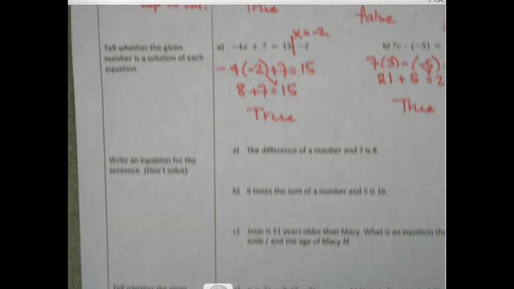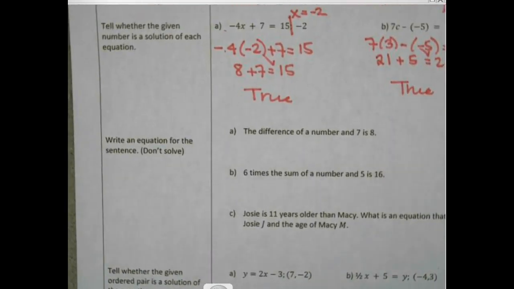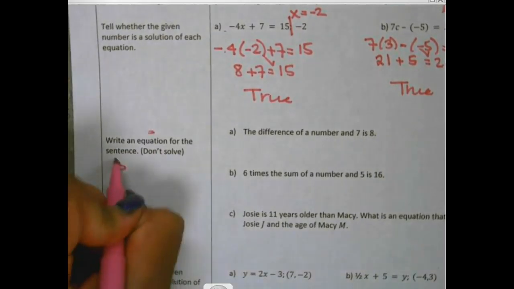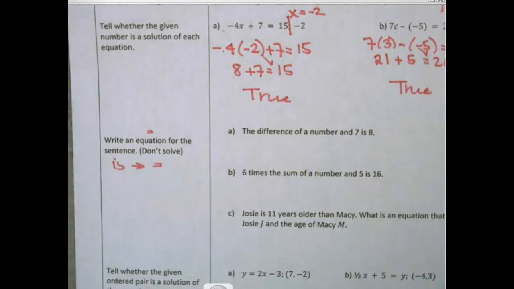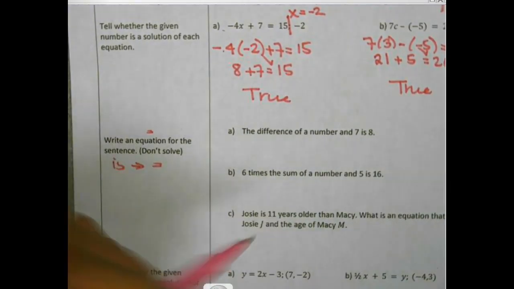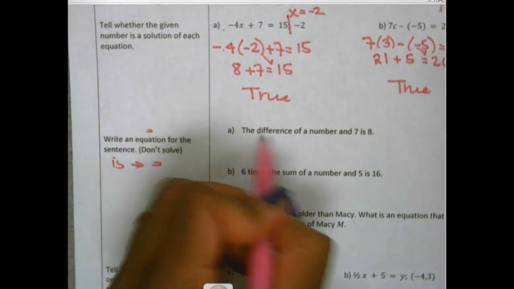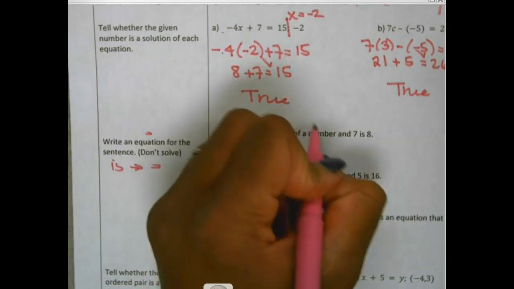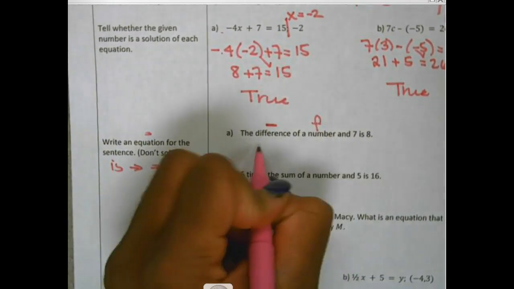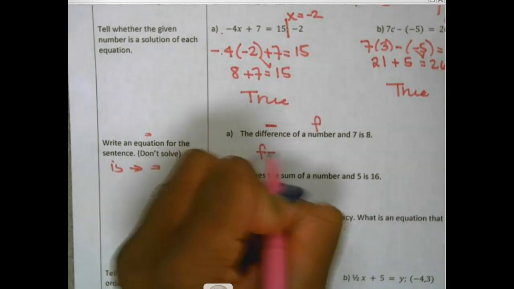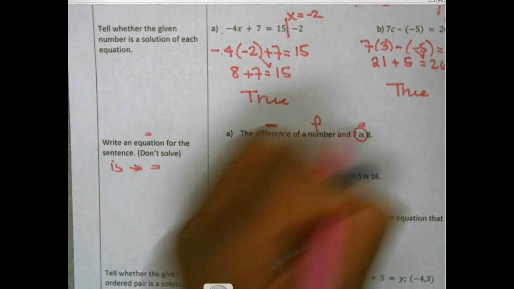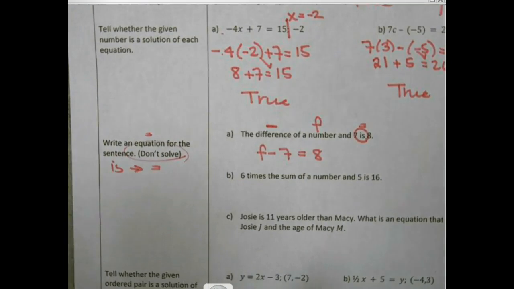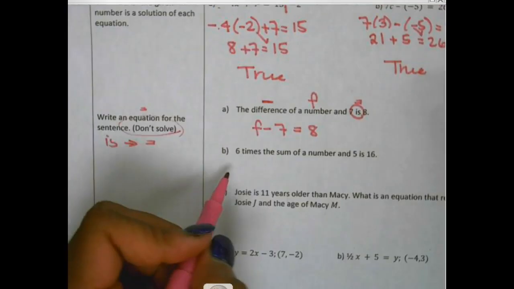Alright, next. Write an equation for the sentence. So here's my sentence. Equation means I should see an equal sign. One thing I want you to know is that is means equal. So that's how we will interpret that. When we see the word is, that means equals. Just like for when we see difference, we know that means subtraction. And so the difference of a number, let's pick a variable, I'm going to pick f for fits, and 7. So f minus 7 equals 8. Don't solve. That's all they want me to do is just interpret. We're just interpreting.